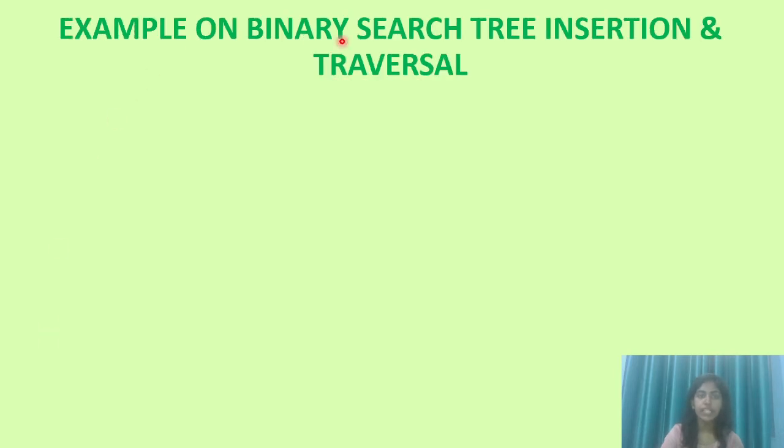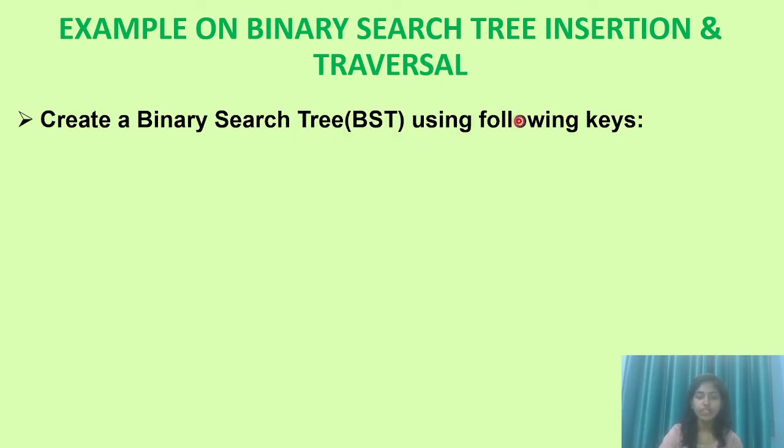Now we will see one example on binary search tree. We will insert the elements in the binary search tree and we will try to traverse. So we have to create the binary search tree using the following keys. These are the keys given, or you can say the data elements given. Using these data elements, I have to construct a binary search tree. So I have to put this data in the binary search tree data structure in an efficient and organized way.